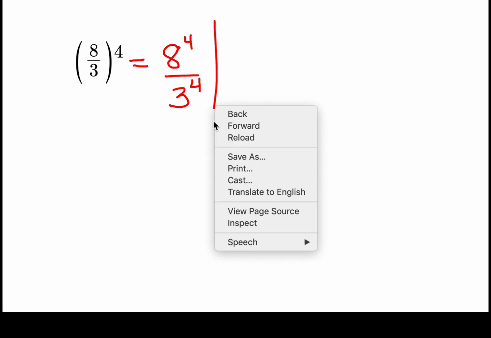This problem is similar to the last one, except we see division, or a fraction, inside the parentheses rather than multiplication. However, the same concept holds true. Each of the terms inside the parentheses must be taken to the power of 4. So this will simplify to 8 to the power of 4 over 3 to the power of 4.